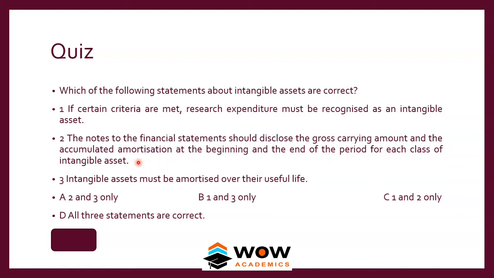Yes, we have several intangible assets, like copyright or trademark, or for example, patent. For each of them, the opening value, closing value, and the depreciation value, we have to show. That's correct. Intangible assets must be amortized over their useful life. So yes, it has to be depreciated. So all three seem to be correct, so the answer should be D.